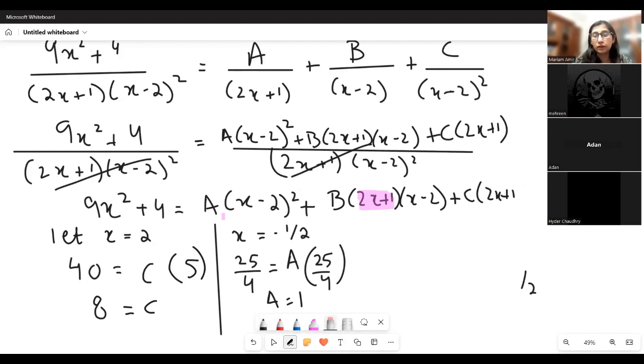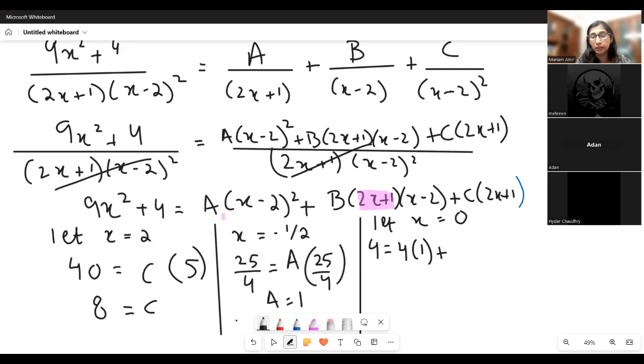Now, to find the value of c, we can take any value of x and it should be as simple as possible to keep your working simple. So I'm going to take x equals 0. Let x equal 0. So 9x squared becomes 0 and we're left with 4 at the left-hand side. A times 0 minus 2 whole square, that's going to be 4a. So 4 times 1 plus b.